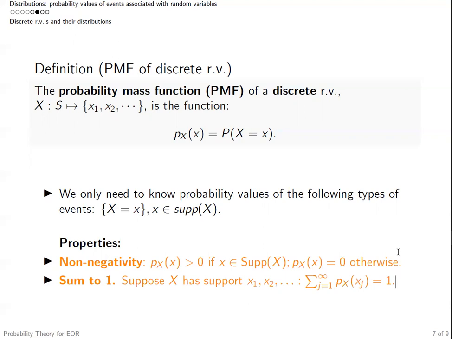which is also intuitive if you understand well the axioms of probability, right? So this one is essentially equal to the probability of the whole sample space. So it has to be equal to 1. Again, if we have a function satisfying those two properties, these functions are potentially PMF functions of some discrete random variables.